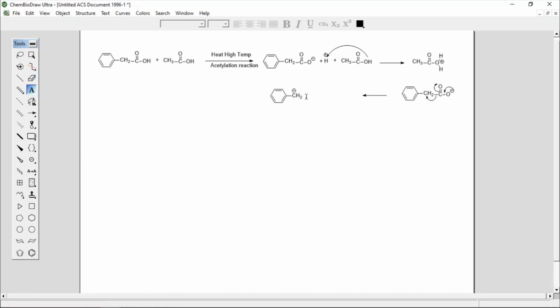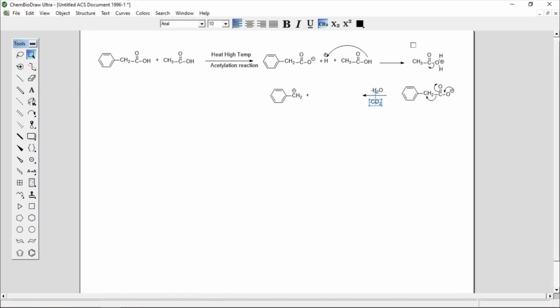Then at the same time, minus H2O, minus CO2. Here the CO2 is lost, that's why minus CO2 and minus H2O. From acetic acid water will be lost, and from this phenyl acetic acid carbon dioxide will be lost. So that's what is called decarboxylation and dehydration reaction. Okay. So after losing this you will get the acylium ion.